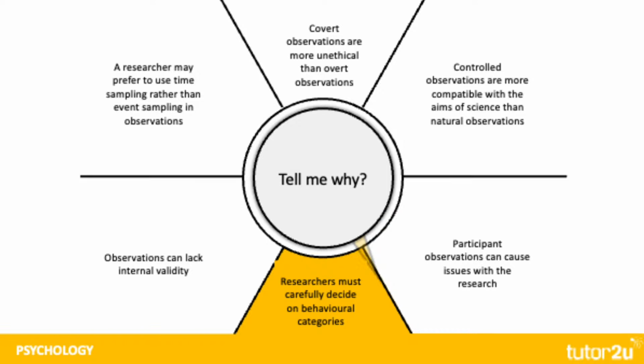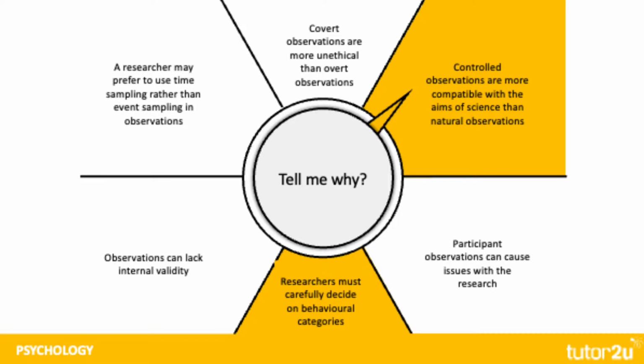Let's have a look there at another one then. So again, tell me why. Let's see what it's going to land on this time. Okay, so tell me why controlled observations are more compatible with the aims of science than natural observations. So again, answers in the chat would be lovely, please. Controlled observations are more compatible with the aims of science than natural observations. So why does control align well with science over a natural observation? Again, looking for responses there in the chat.